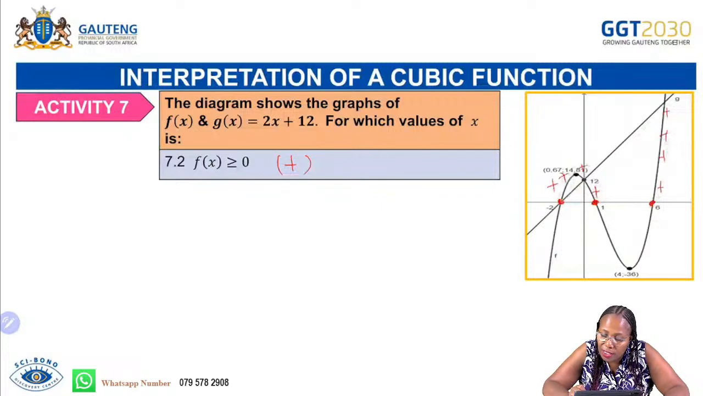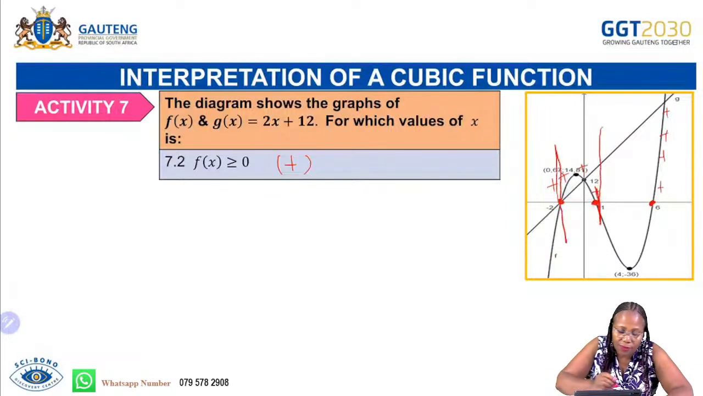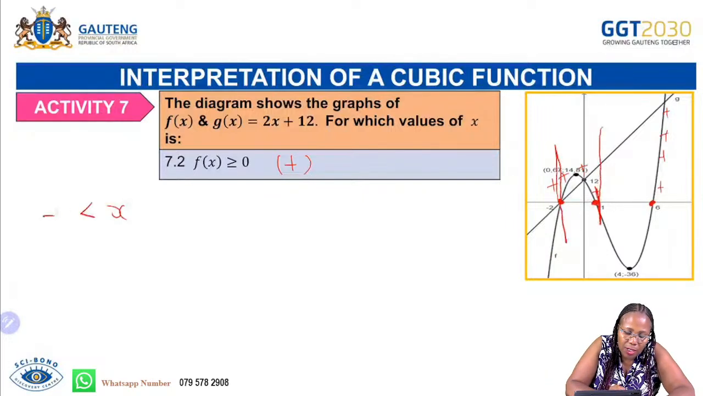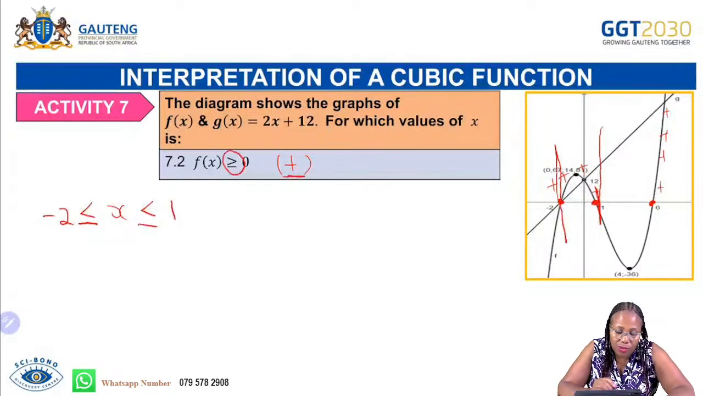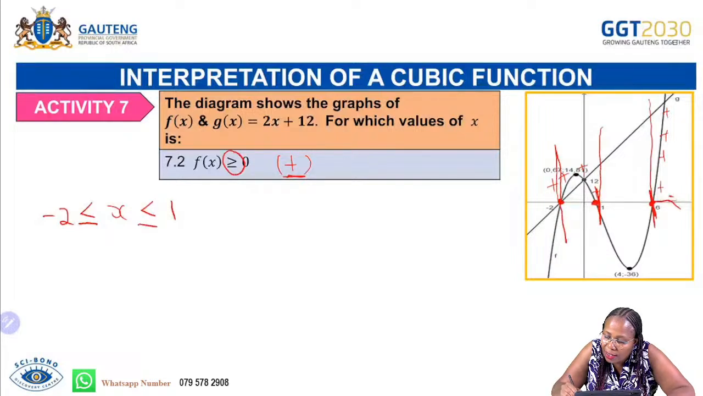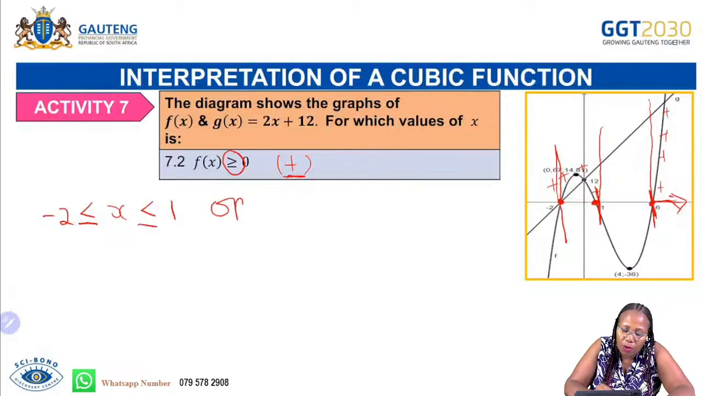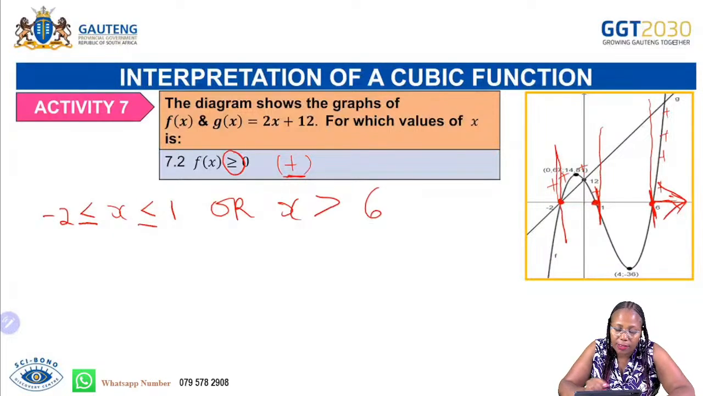Right. Can you see it is positive between what? This part here. Between these two x values. Okay. Between minus 2 and 1. Can we include? Yes, because this is included. It's greater than or equal to 0, positive and equal to 0. Okay. Now, we start having another positive part from this point in this direction. That means now all x greater than 6 is your solution.